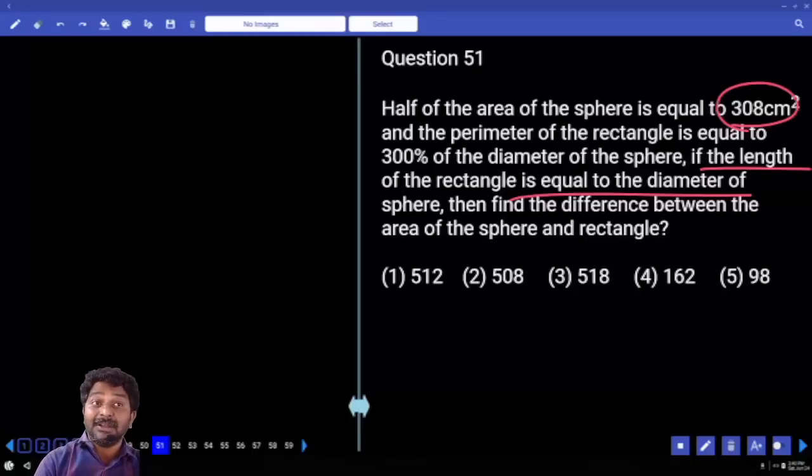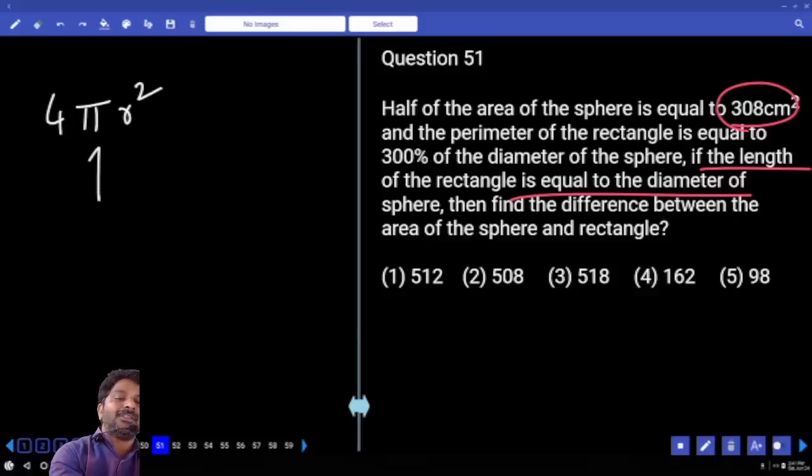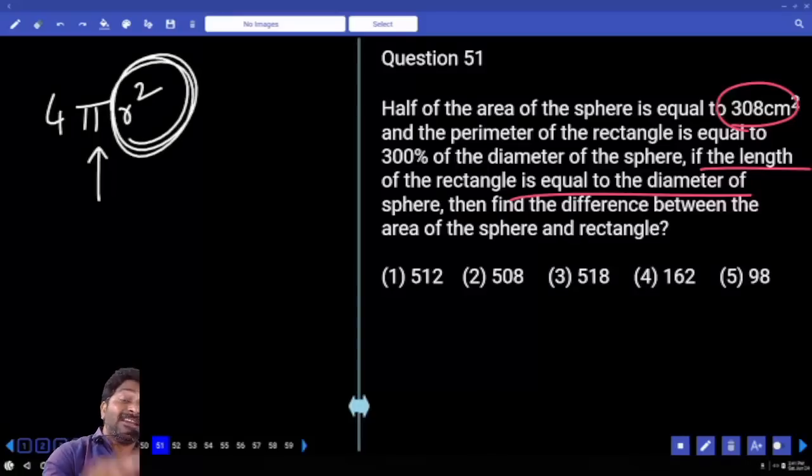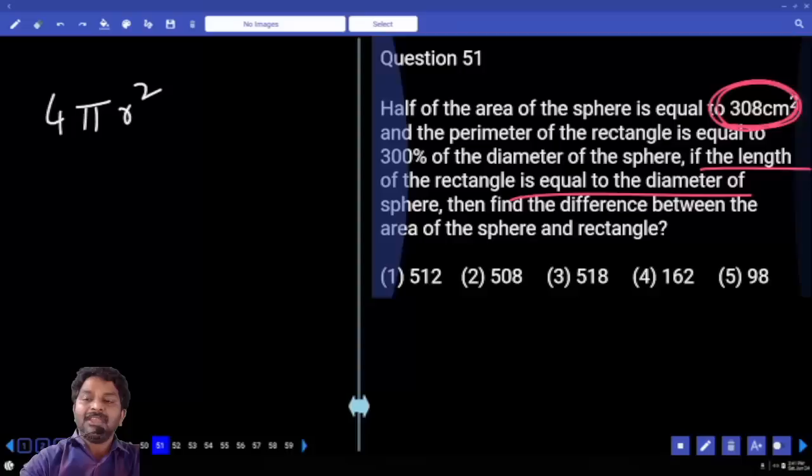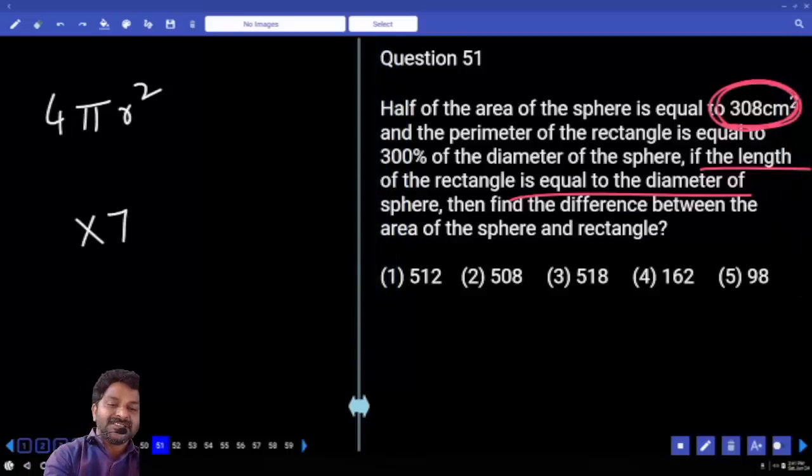Is 308 a multiple of 7? Yes, because what is the area formula? 4 pi r square. You know that pi is involved, so the answer must be... 308 is already a multiple of 11. But when you have r square, the value will be a multiple of 7 also. Right? So you don't have to cross check this. So the area of the sphere, you know, is already a multiple of 7.